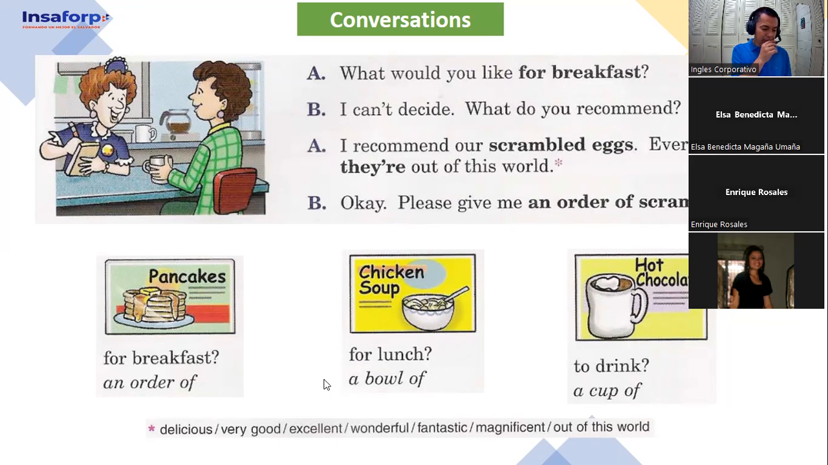Hello, hello. Yes, teacher. Yes, okay, good. Jonathan, you are letter A. And Jessica Carolina, you're letter B, right? Ready? One, two, three, action.